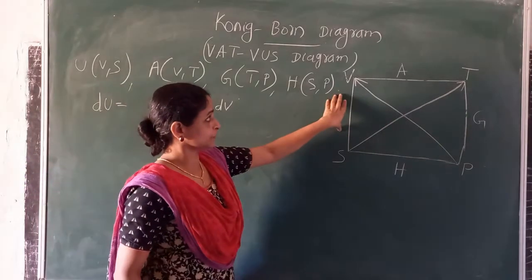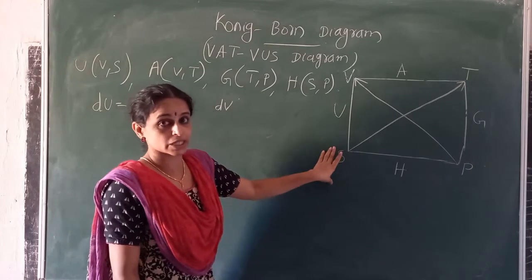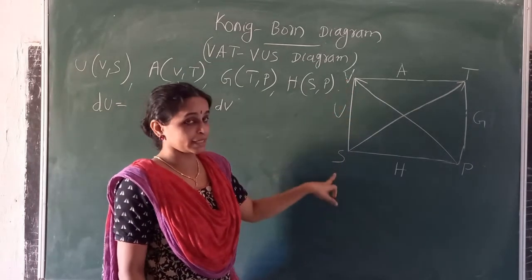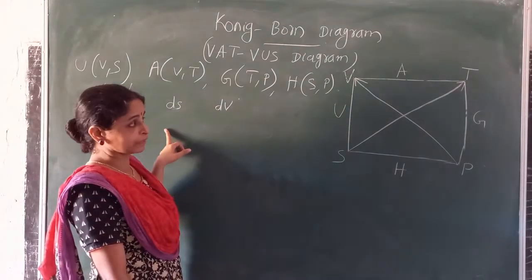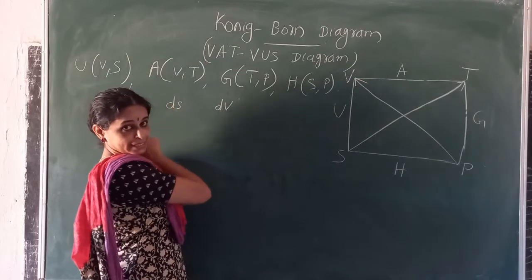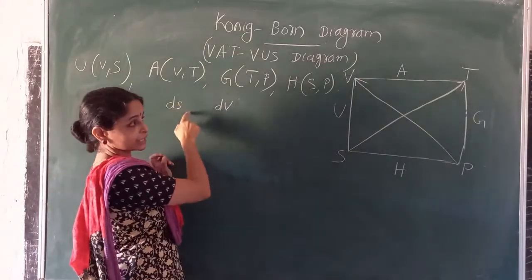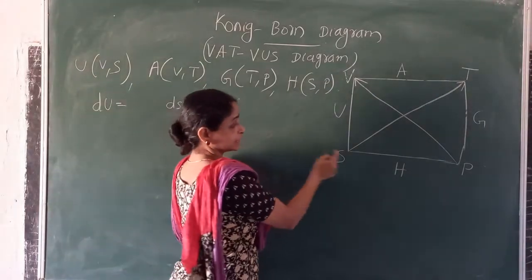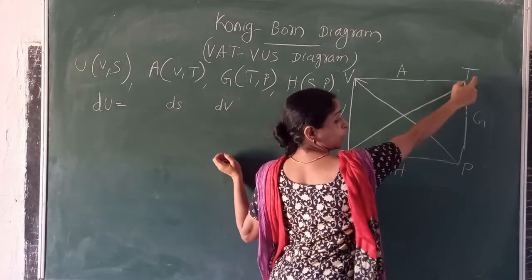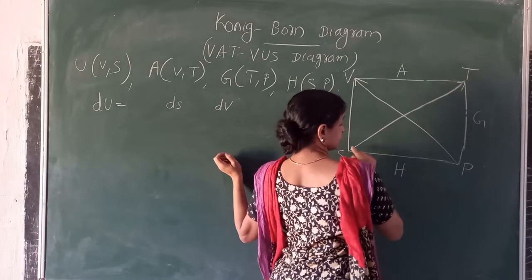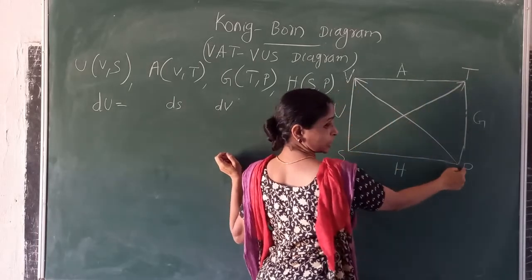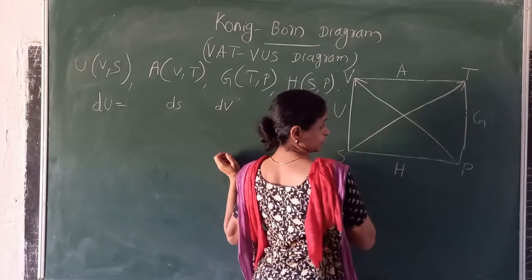U is a function of V and S means there is a change in U depending upon the change in volume and S that we have written here. So what is the coefficient of dS? For that, there is an arrow connecting the conjugate. This is known as the conjugate variable. For S, this is the conjugate one, and for V, this is the conjugate one. This is the connected one.